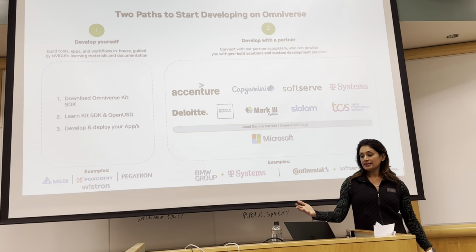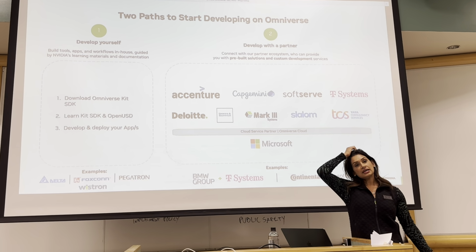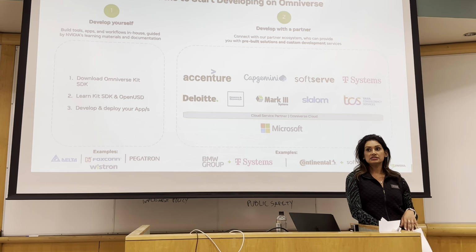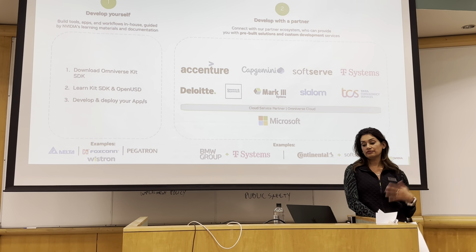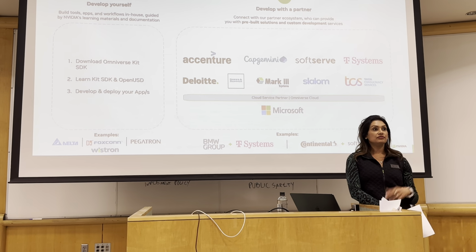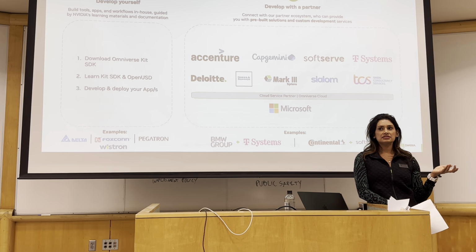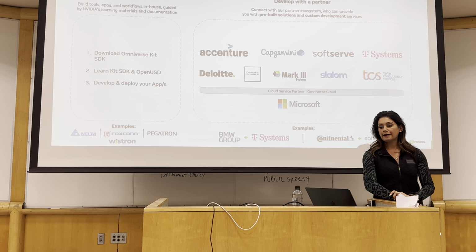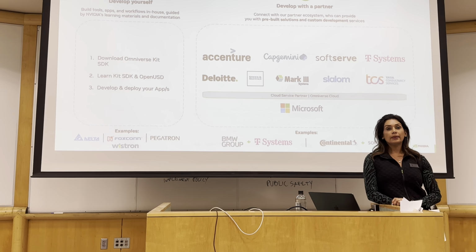Now there's two ways to start developing on Omniverse. The reason I'm sharing this slide with you is, again, jobs. You can download this today. You do need an RTX GPU for it to render. If you have access to it, I think San Jose State has some Omniverse licenses, I'm not sure. And then you can also work with a partner.